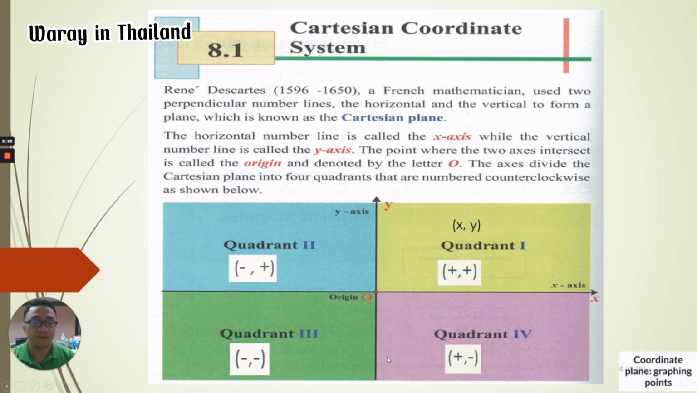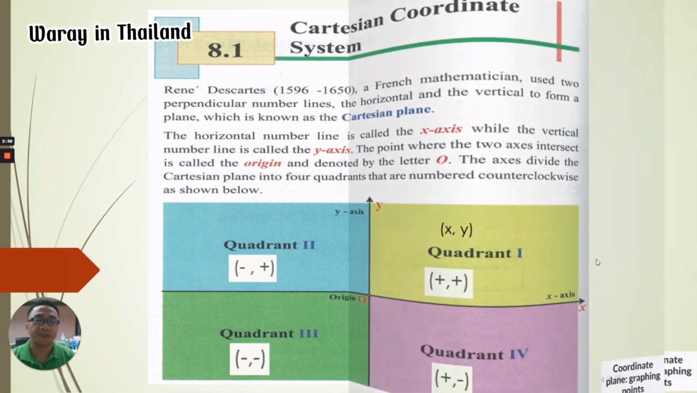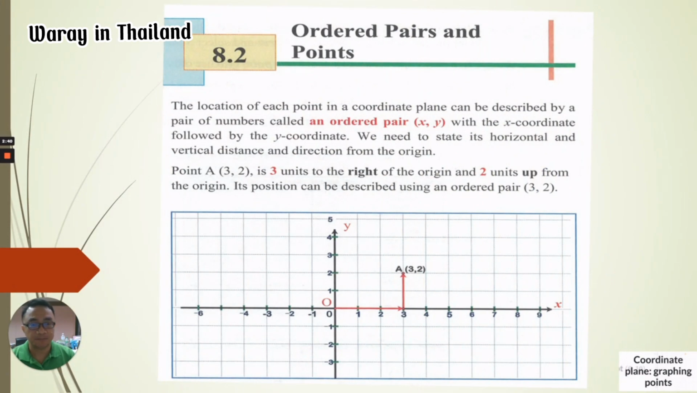So remember the four quadrants we have here. Starting from your right, upper right is quadrant 1, going to the left is quadrant 2, and down is quadrant 3, and back to the right is quadrant 4. So we have here the ordered pairs.